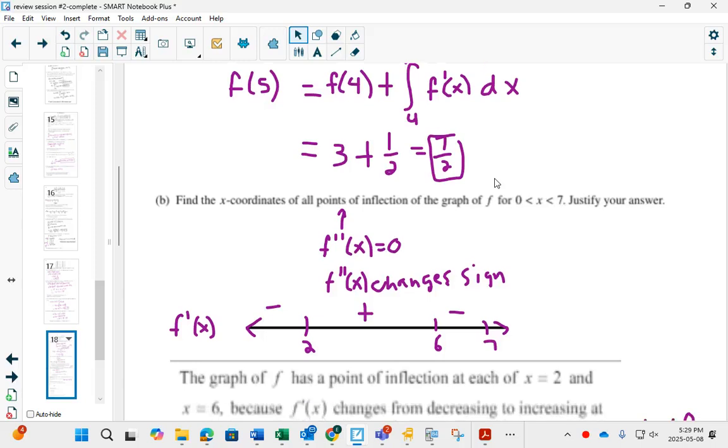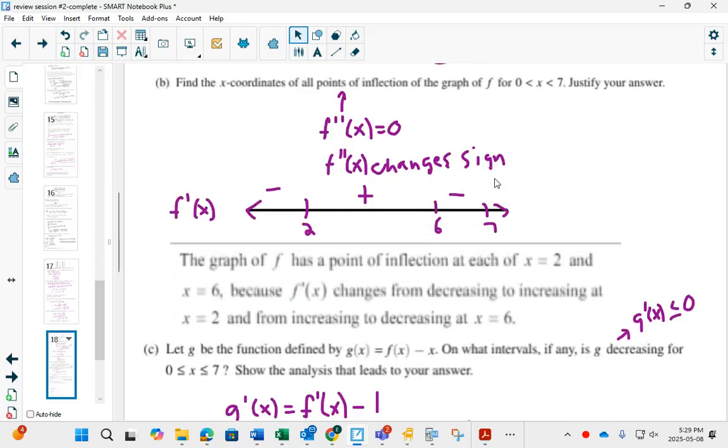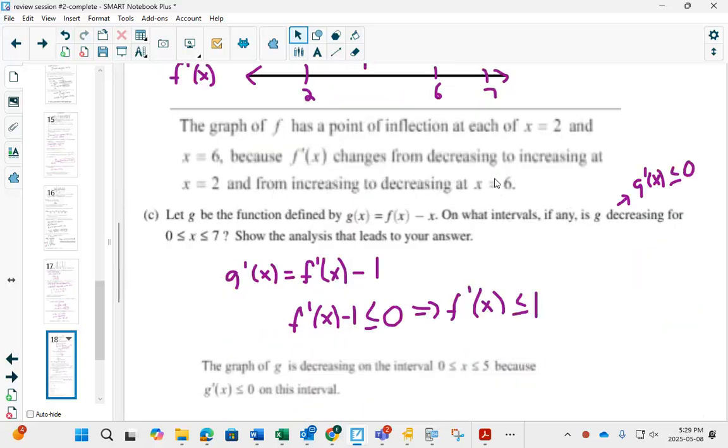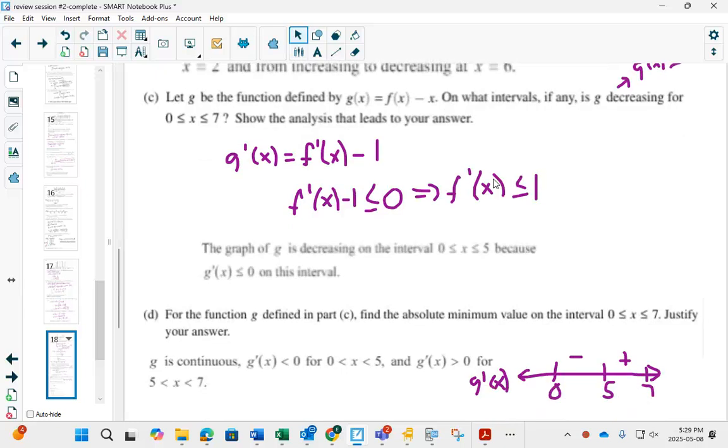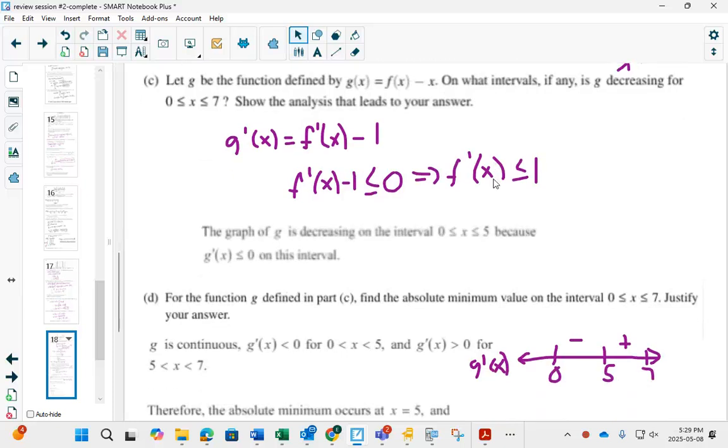There's part A. There's part B. And finally, C and D.